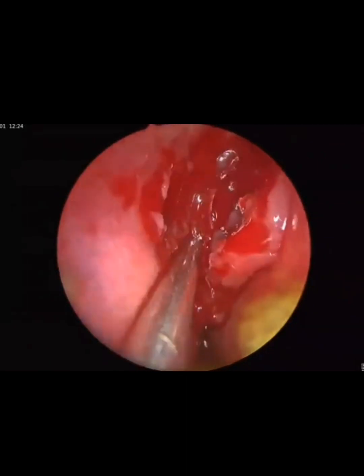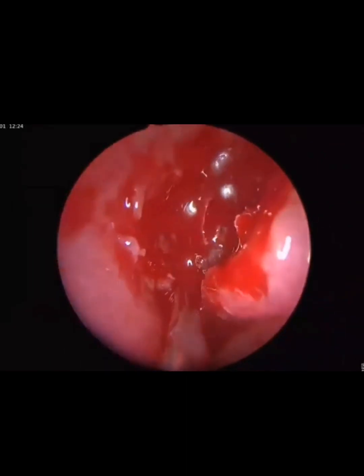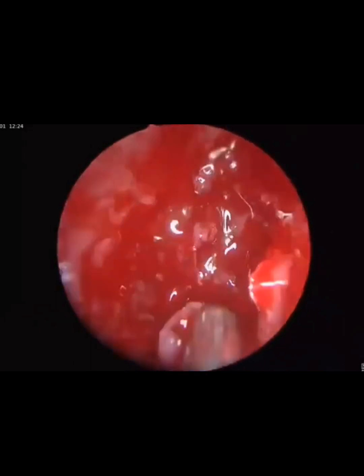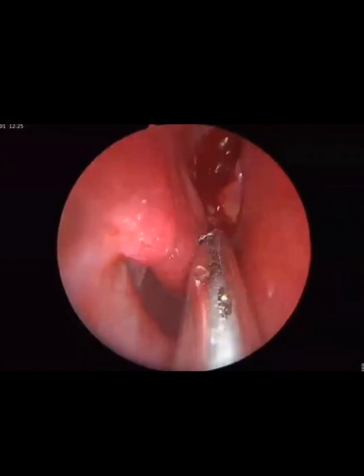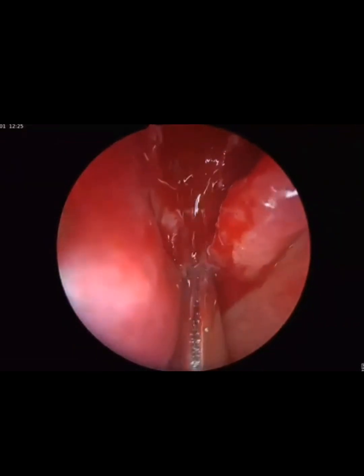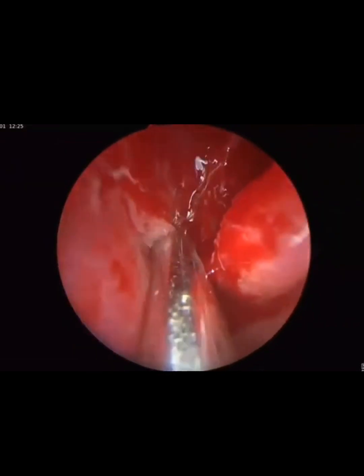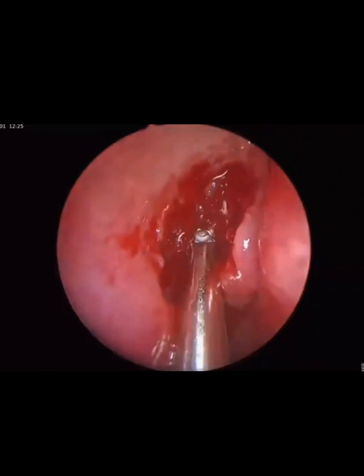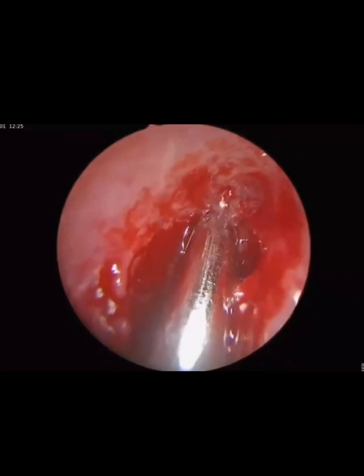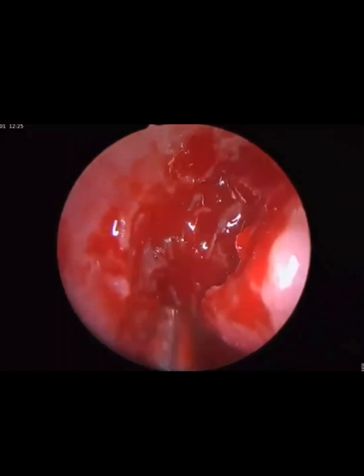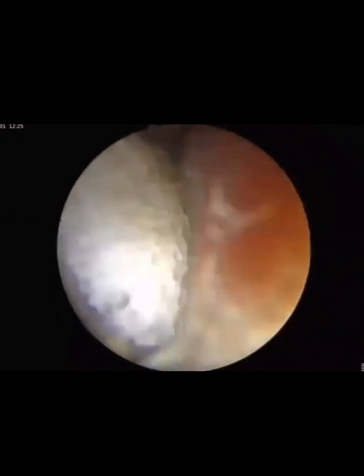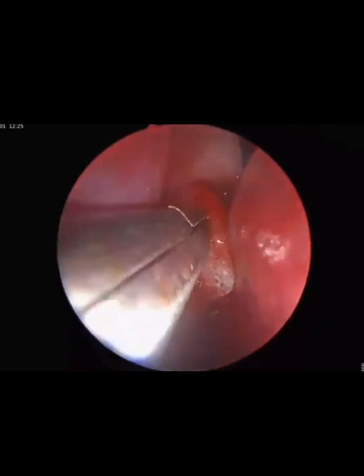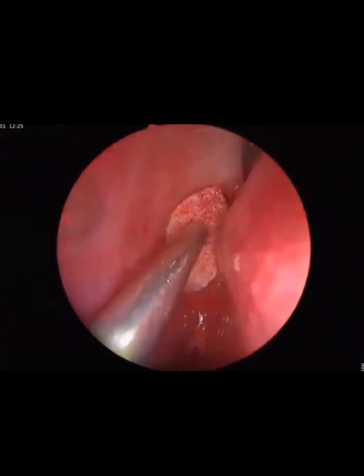Wash. Debrider. 45. First I debulk that polyp. This is part of the uncinate. Packing. Straight forceps. Bleeding will be there because of extensive polyp. Okay, cord suction. Adrenaline medicine.